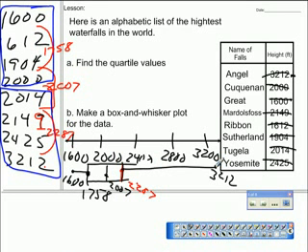Does that mean I have an extreme value there? Is there one number that's going to be a lot bigger than all the other ones? Yes, and that's the point of creating a box and whisker plot.